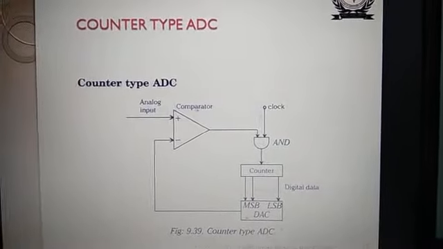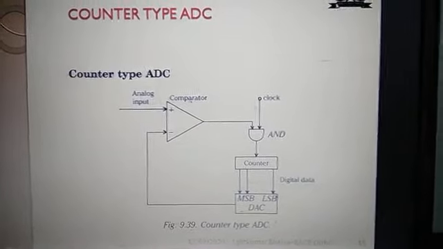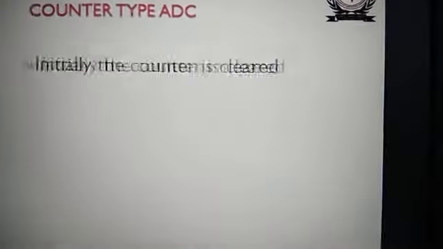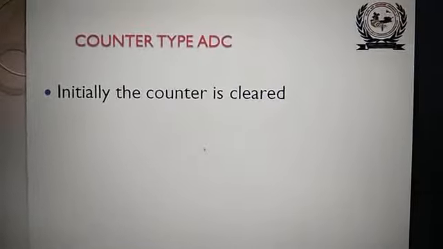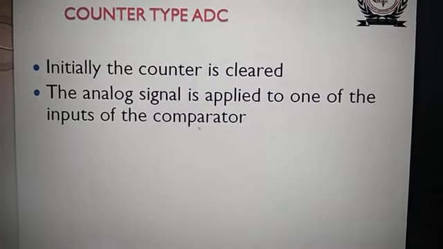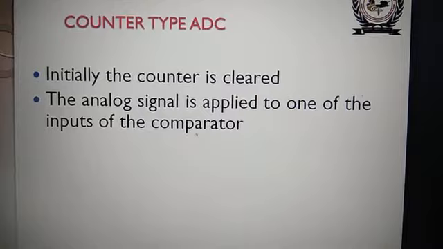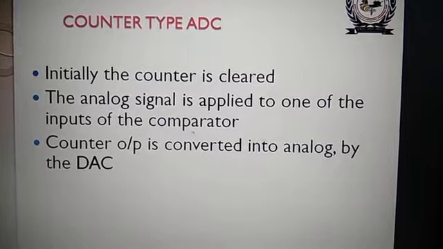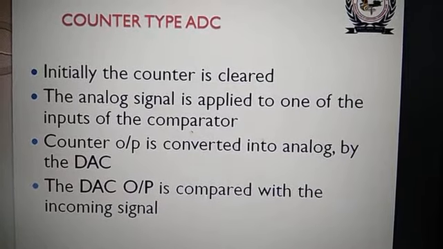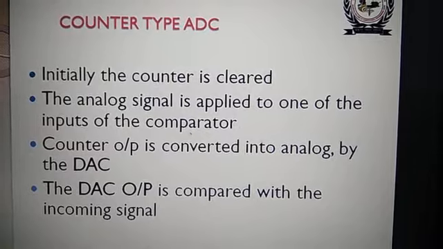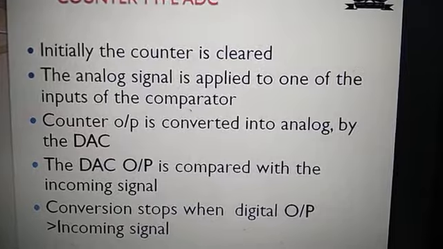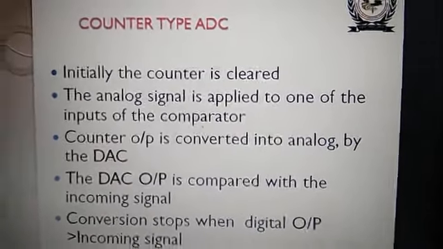So this is a counter type ADC. It counts the particular pulses. In the counter type ADC, initially the counter is cleared, then the analog signal is applied to one of the inputs of the comparator, as I have already told you. The counter output is converted into analog by the DAC. The DAC output is compared with the incoming signal, and conversion stops when the digital output is greater than the incoming signal. This is the procedure of counter type ADC.